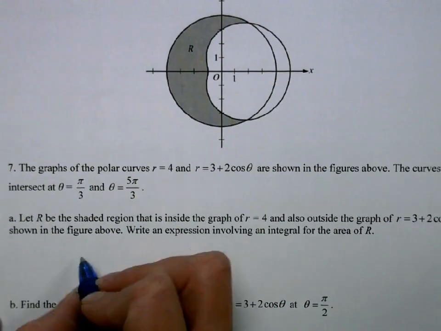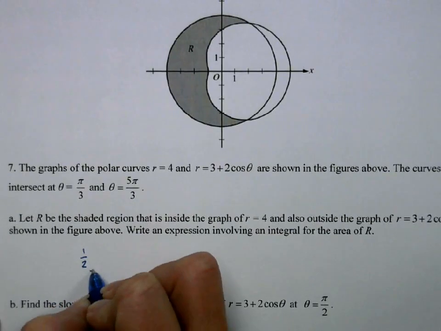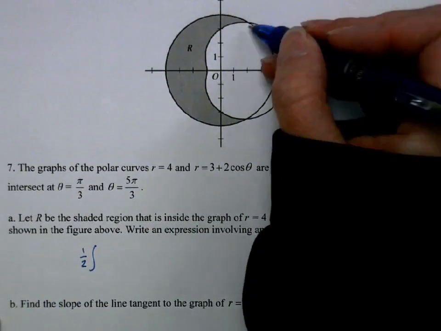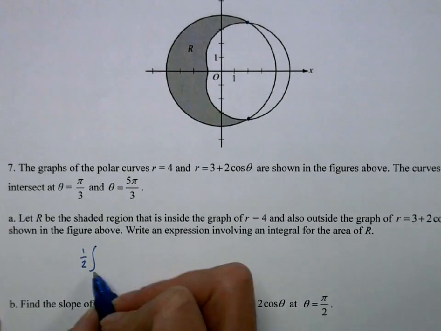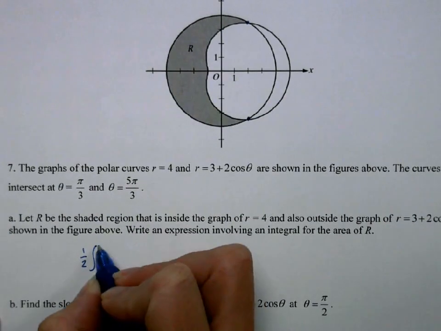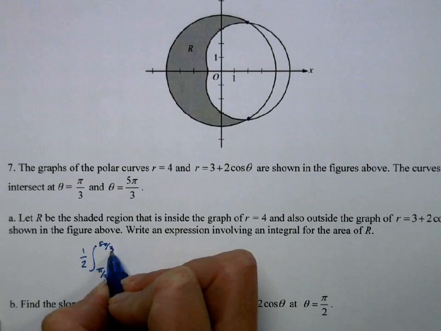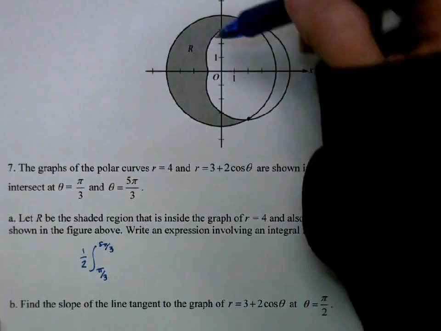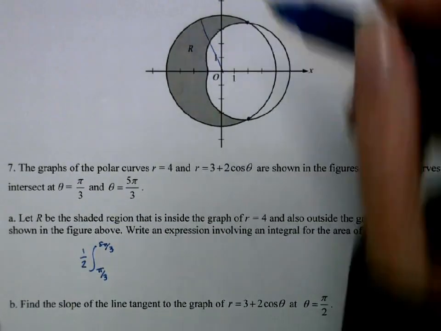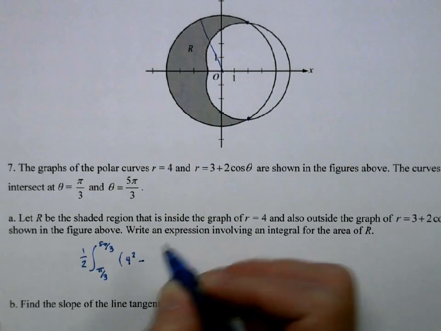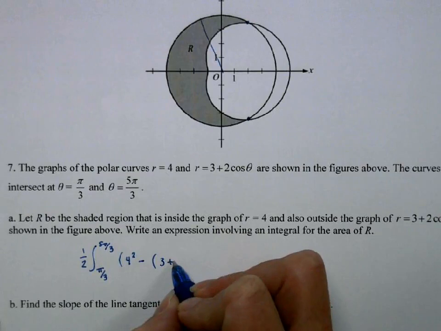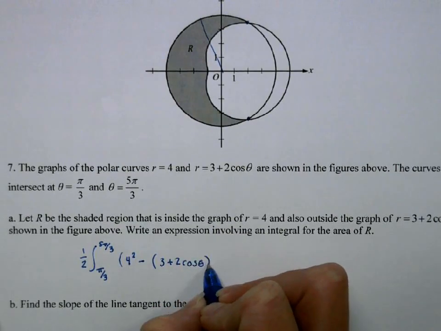Okay, so I'm going to go from here to here, which we're told is pi over 3 to 5 pi over 3. And then our cross sections, it's outside minus inside. So it's going to be the 4, the circle, squared, minus 3 plus 2 cosine theta squared. Okay, and that's all we have to do.